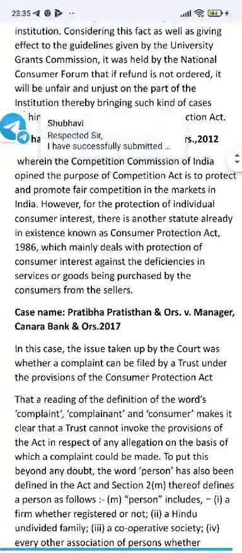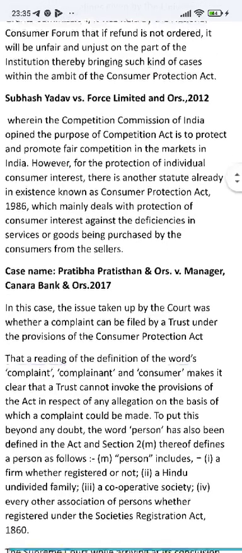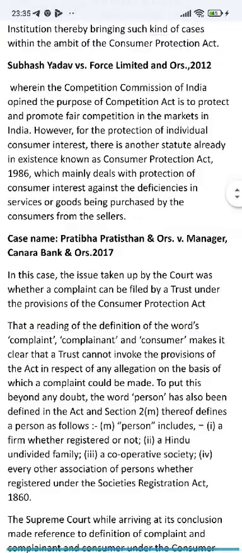Considering this fact, as well as giving effect to the guidelines given by the University Grants Commission, it was held by the National Consumer Forum that if refund is not ordered, it will be unfair and unjust on the part of the institution, thereby bringing such kinds of cases within the ambit of the Consumer Protection Act.